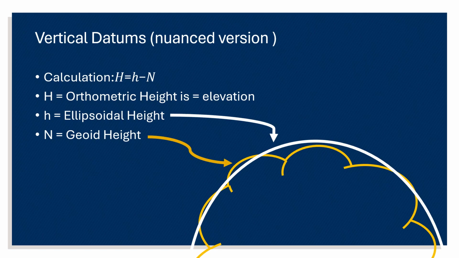Now, vertical datums, to continue, the simple calculation: big H equals little h minus big N. So your orthometric height, or your elevation, is essentially equal to the ellipsoid height, which here is represented by the white line, minus the geoid height, which here is represented by the yellow line. And so in places where the ellipsoid height is above the geoid height, you'll get a positive value, and where it's flipped the other way around, you'll get a negative elevation.